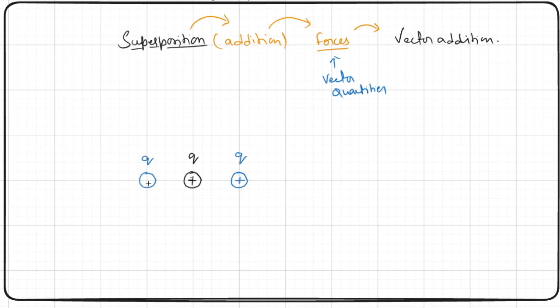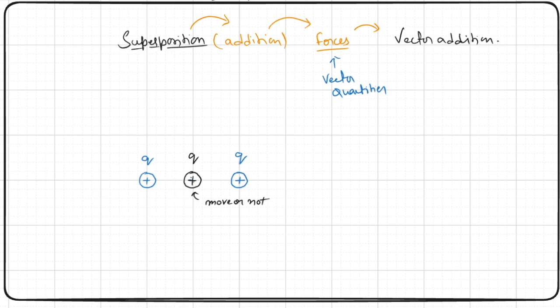But what if now I place another charge here also? Its magnitude is also Q, it is also positive. Now again, there's a question, what will happen to this charge? Will it move or not? Give it some time. What is your answer? Correct. In our common sense, we can say that this charge will not move because it is having forces from both sides.